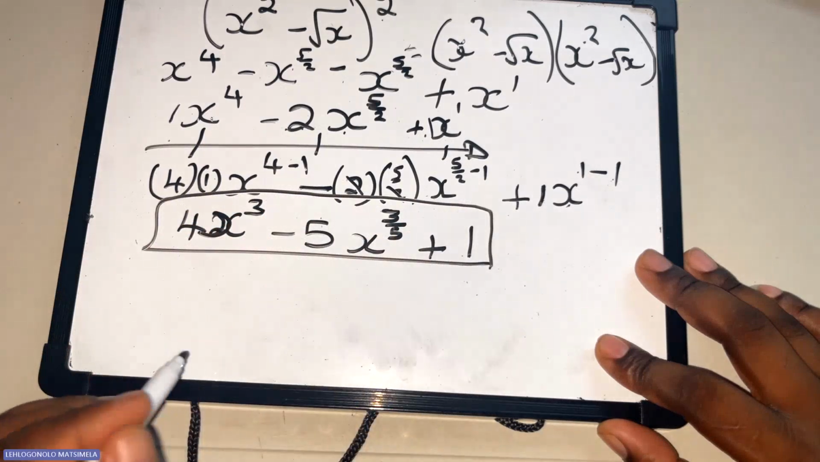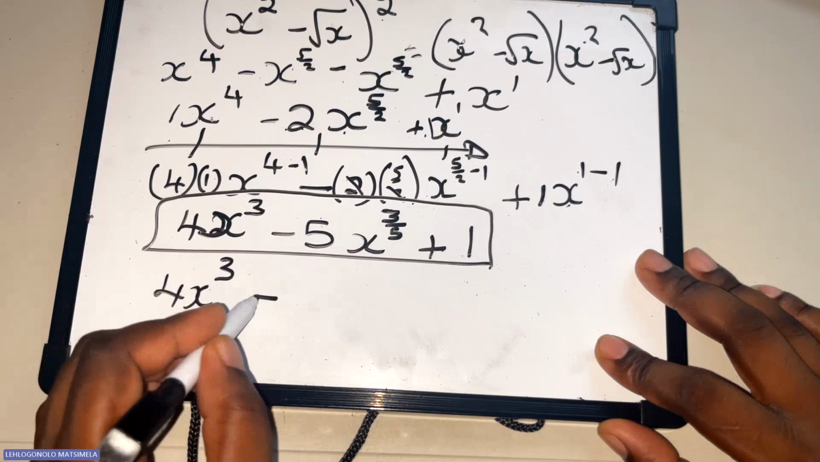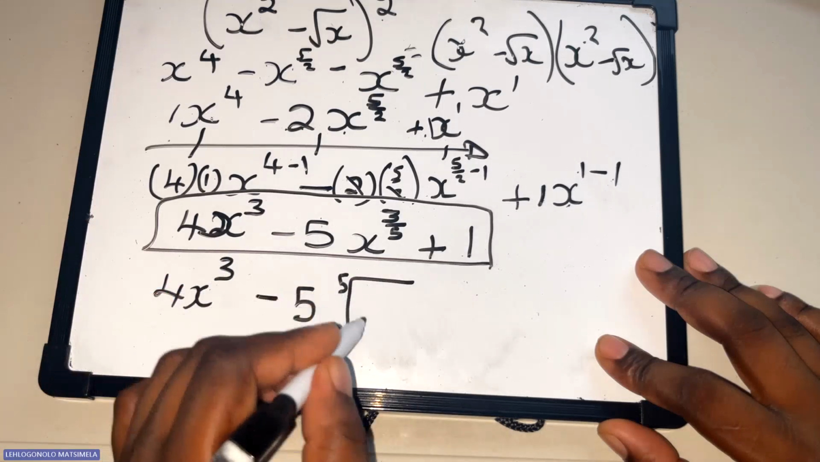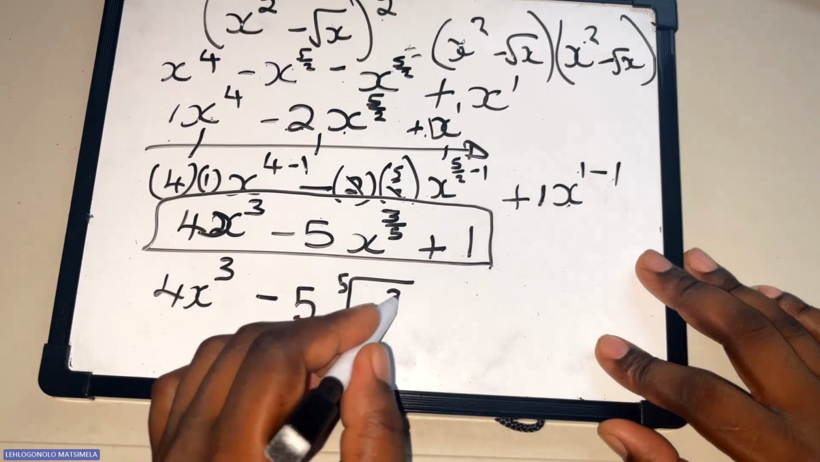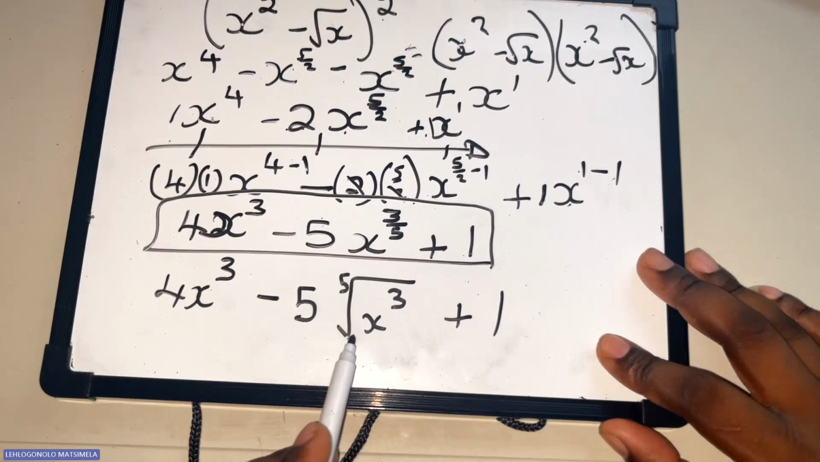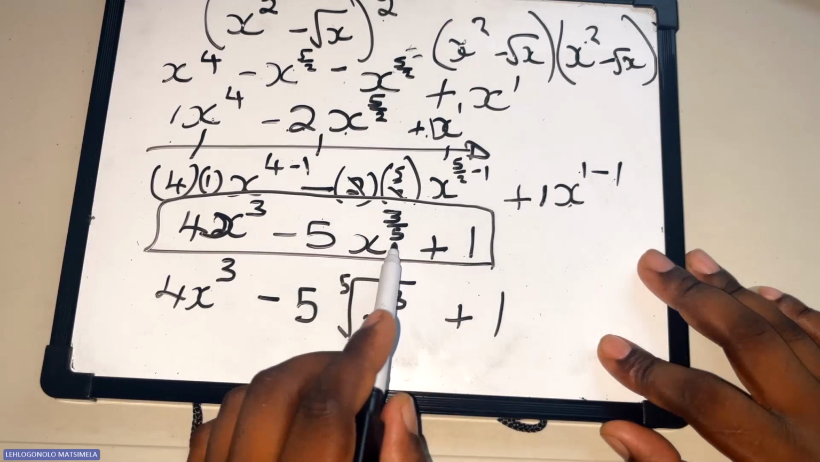If I have to leave your answer in such form, I will still have 4x to the power of 3 minus 5 fifth root of x to the power of 3, plus 1. This is optional. If they say leave it in the form of, or in an SAT, then you will leave it. You will have to convert this.